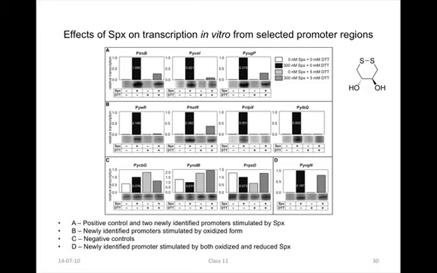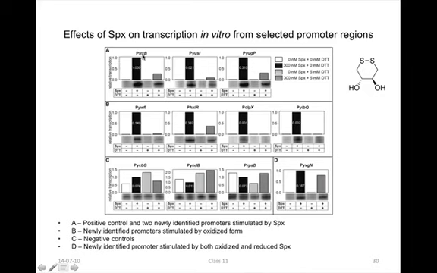So in this next figure, you've got the effects of SPX on transcription. What they did was they used DTT. Here's a figure of DTT. So DTT will interfere with your disulfide bridges. So this column here, this is the positive control with two newly identified promoters stimulated by SPX. B, newly identified promoter stimulated by the oxidized form. C are your negative controls, and D is a new promoter stimulated by both the oxidized and reduced form of SPX.